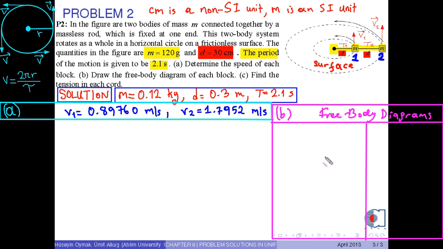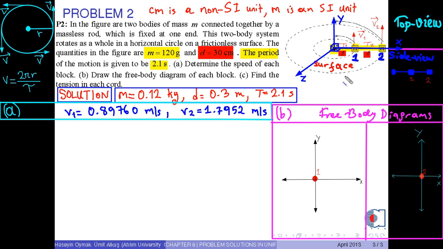To draw the free body diagram of each block, we represent them by points. Next, the most crucial point is to draw an appropriate coordinate system, since the figure was drawn from almost a top view. But it is comfortable to look at the motion from a side view, and we draw the x and y axes as follows. Therefore, the x-axis is on the surface, and the y-axis is perpendicular to the surface.